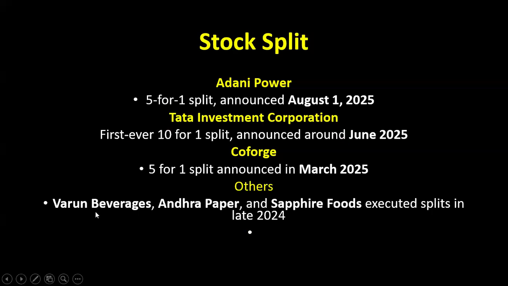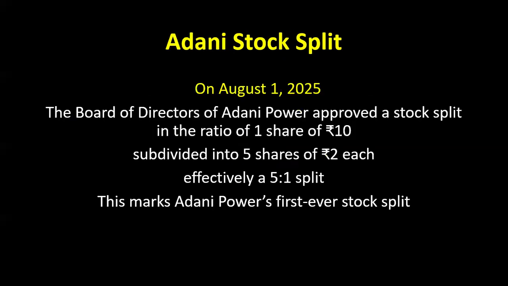Some of the other popular ones are Varun Beverages, Andhra Paper, Sapphire Food. These all executed stock splits in late 2024. So we can see that stock split is a very common corporate action in India. And let us pick up one to understand a bit more. So the Adani stock split. On August 1st, 2025, the board of directors of Adani Power approved the stock split.